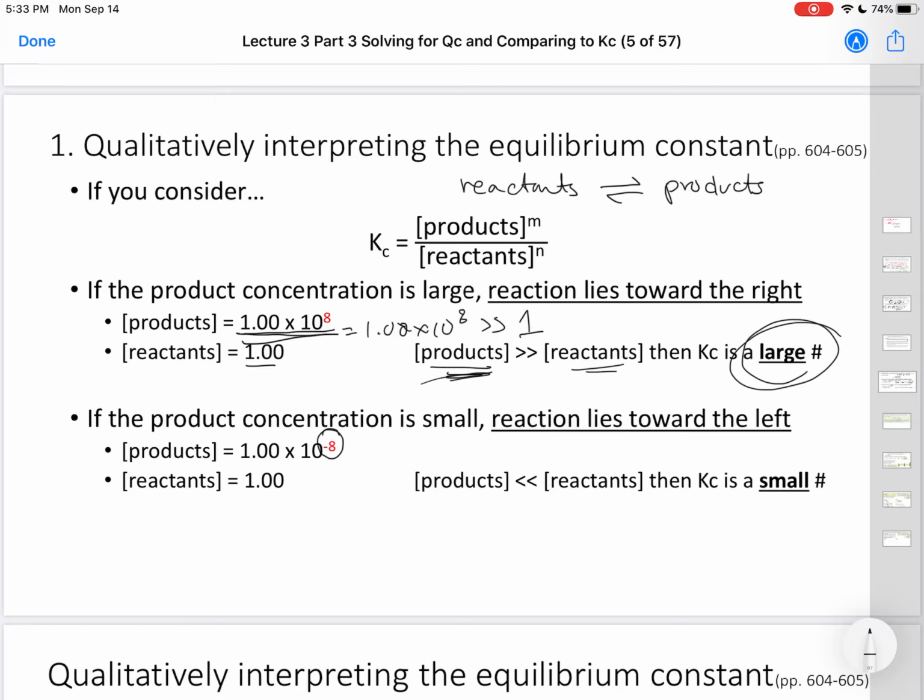And on the other hand, if you have very little products, 1 times 10 to the minus 8, that's 0.00000001. I've lost track of my zeros, but you know what I mean. So if that's the case, then your Kc is going to equal products divided by reactants, or 1.00 times 10 to the minus 8, okay? And therefore, because of that, you're saying there is much more reactants than there are products. Kc is a small number, okay? Really, we've already covered this in the first video. If Kc is large, it's mostly products. If Kc is small, it's mostly reactants.